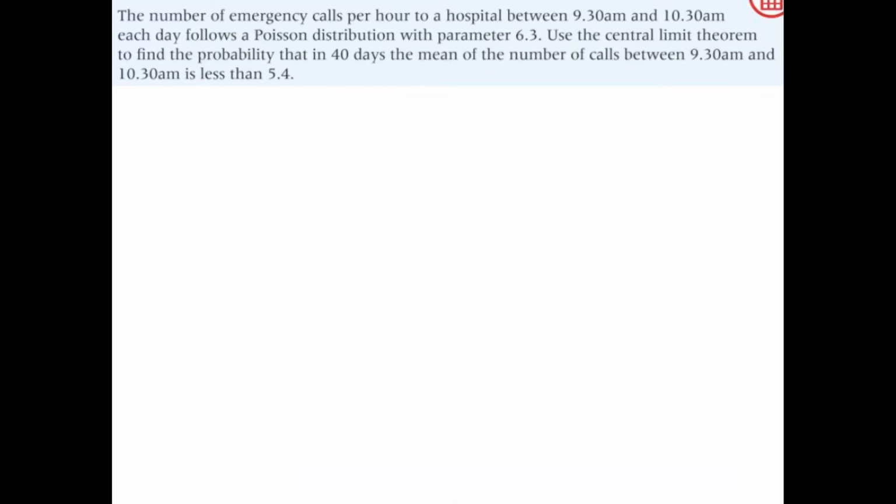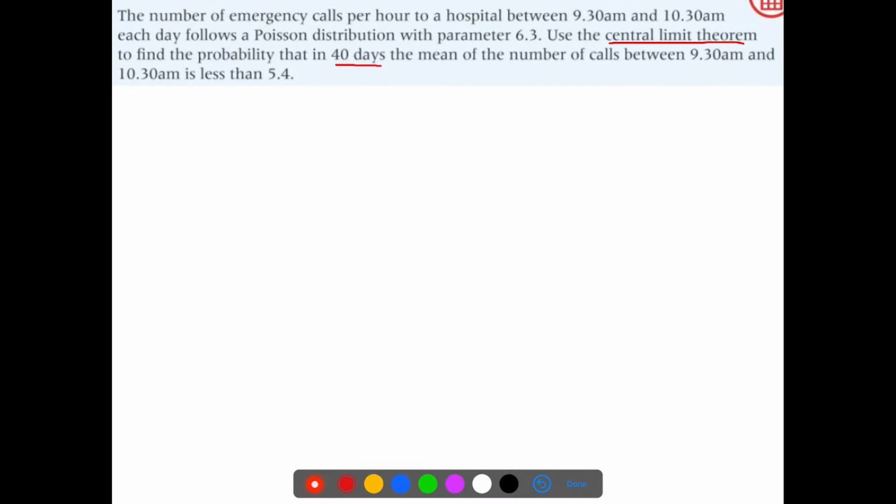So let's look at this question right here. The number of emergency calls per hour to a hospital between 9:30 a.m. and 10:30 a.m. each day follows a Poisson distribution with parameter 6.3. Use the central limit theorem to find the probability that in 40 days, notice that the number of days is more than 30, the mean of the number of calls between 9:30 a.m. and 10:30 a.m. is less than 5.4.